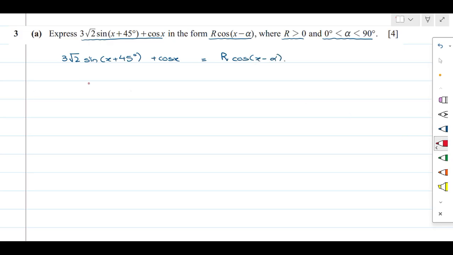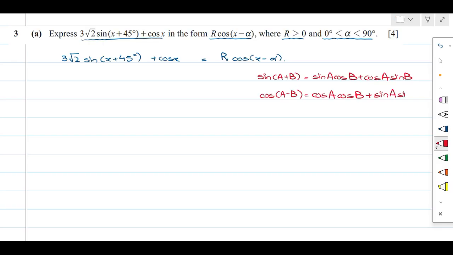So here we have to use two formulas we are going to apply. The first one is sine(a plus b) and cos(a minus b), right? So let me write down these formulas. Sine(a plus b) is basically equal to sine a cos b plus cos a sine b. And the other one, cos(a minus b), which is cos a cos b plus sine a sine b. Let me apply these two formulas over here.